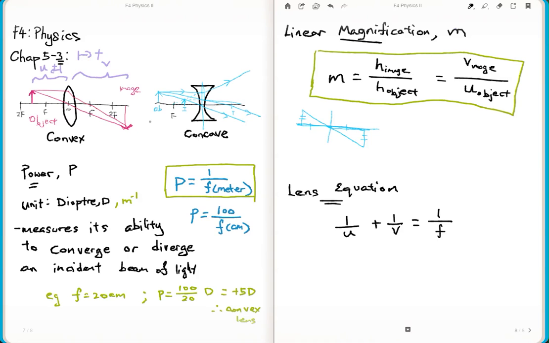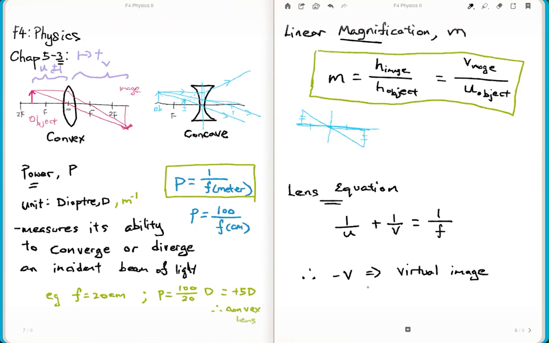1 over u, where u is the object distance. V is the image distance. Be careful of the sign. It's possible to use for both different types of lens. F is the focal length. Please take note, when v is negative, meaning it's a virtual image. A conclusion is a virtual image. It helps you in your structure question.